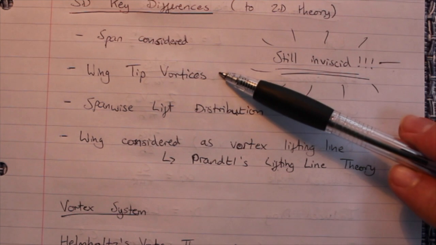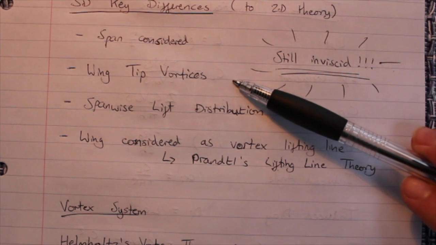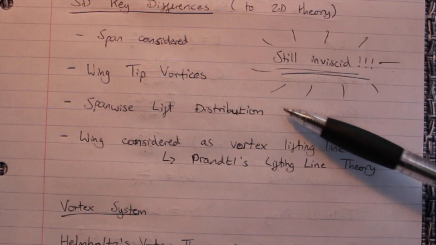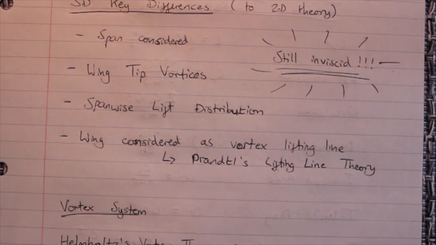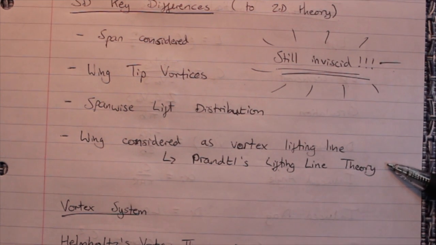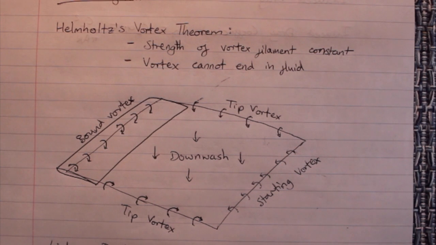This time we can include those. We're also considering the wingtip vortices, which is generated by having a lift distribution across the wing, which we're also going to talk about, the span-wise lift distribution. We've then also got the wing considered as a vortex lifting line. So this is a bound vortex bound to the aerodynamic centre of the wing, which is also described in Prandtl's lifting line theory. So first of all, the vortex system.